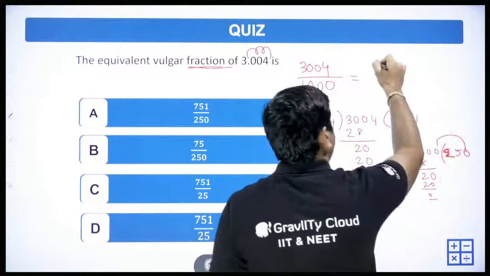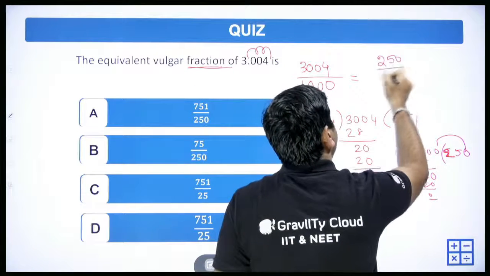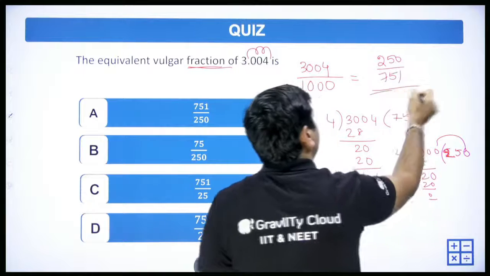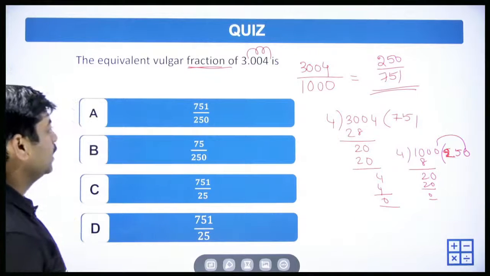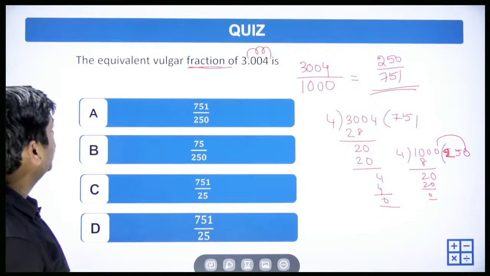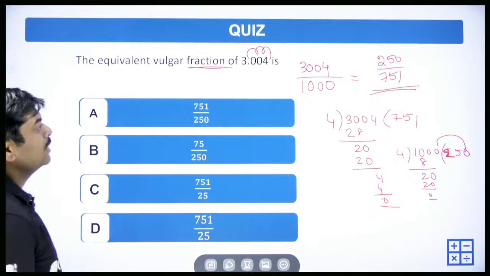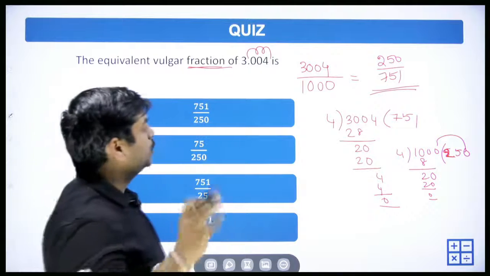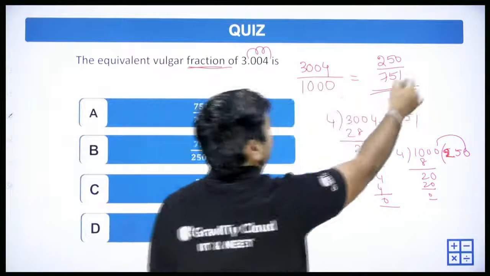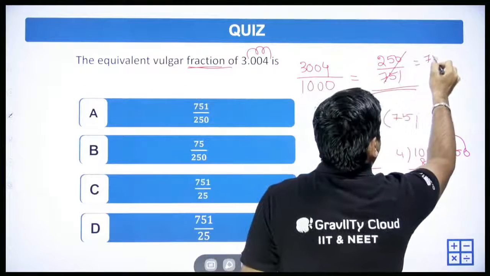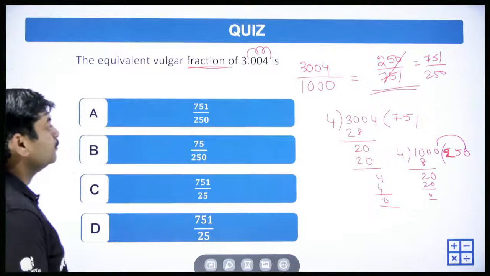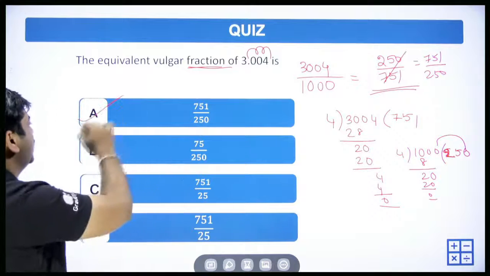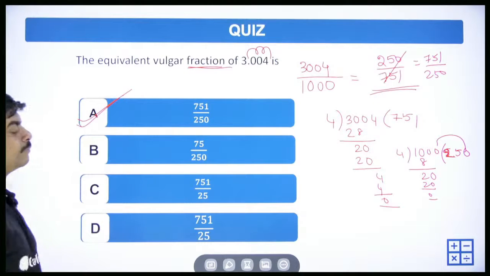So that will give you 751 by 250. Sorry, it's a reverse: 3.004 is 751 by 250. So the equivalent vulgar fraction is 751 by 250, and that will give you option A as the correct answer, right?